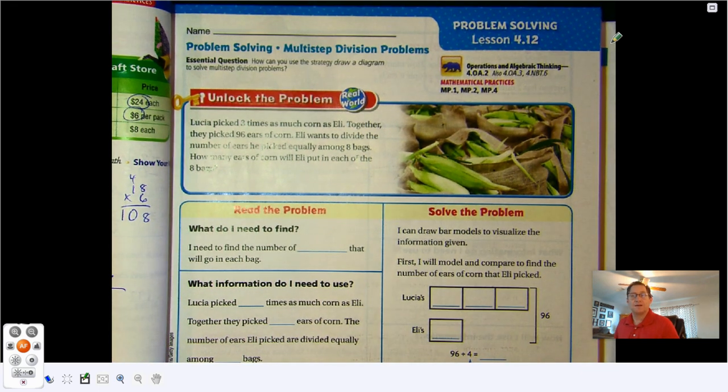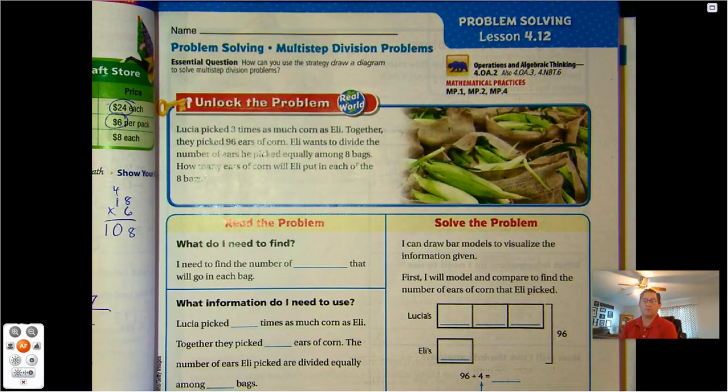Hello everyone. Today's lesson, lesson 4.12, is problem solving, multi-step division problems. So obviously in the title, multi-steps, we're going to be practicing word problems that require more than one step. All right, so let's get started.